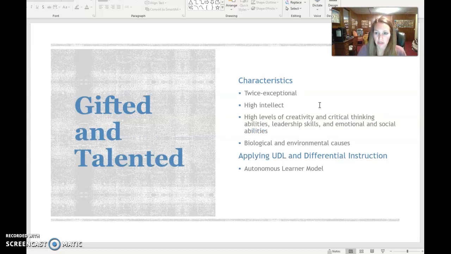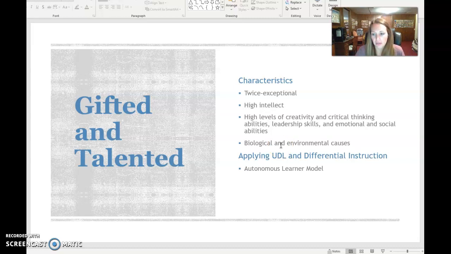Gifted and talented characteristics. Twice exceptional. A lot of gifted students are considered twice exceptional, meaning that they are gifted, but they also may have a disability of some sort. They are often highly intellectual. They have high levels of creativity, critical thinking abilities, leadership skills, and emotional and social abilities. Gifted students can be gifted by biological or environmental causes.